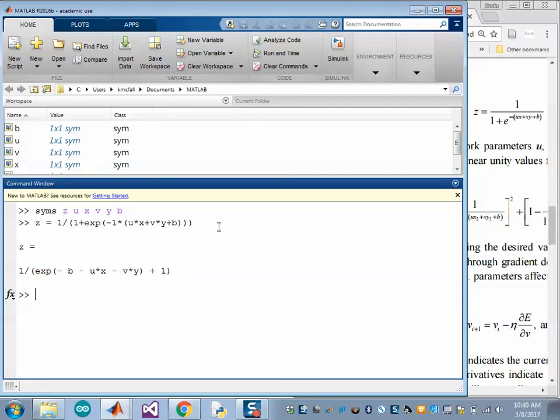And like somebody was saying, I could say pretty z, make z look pretty. There's pretty z. Okay? So it looks a little prettier. So that's another way to look at it.